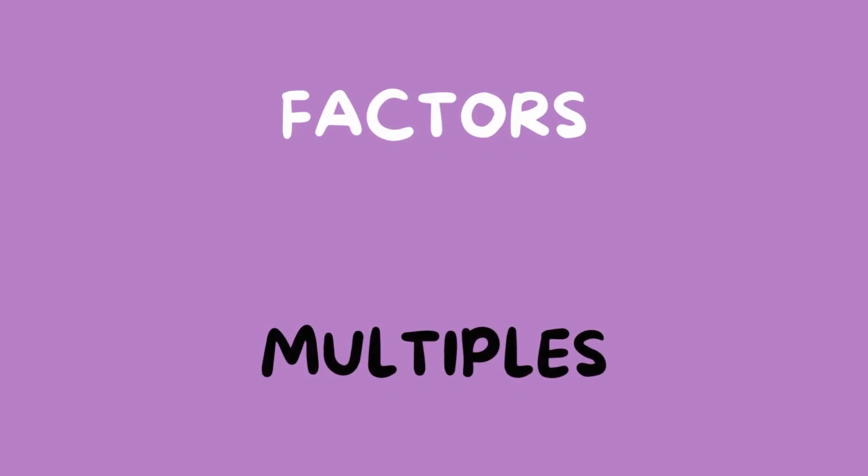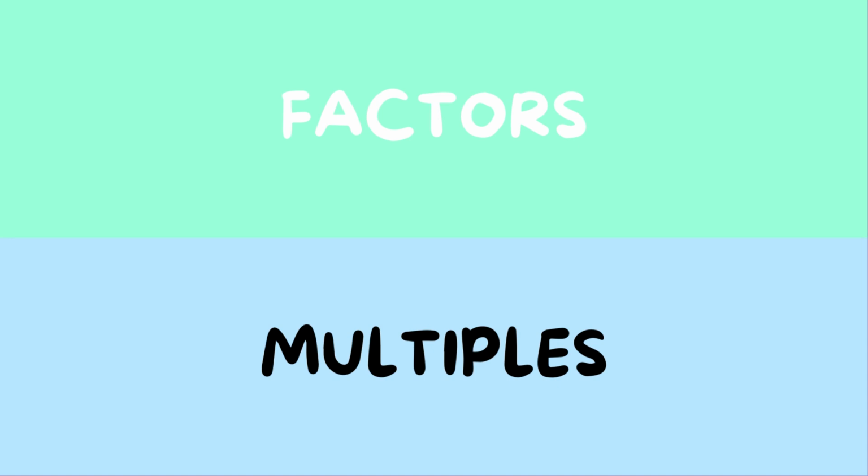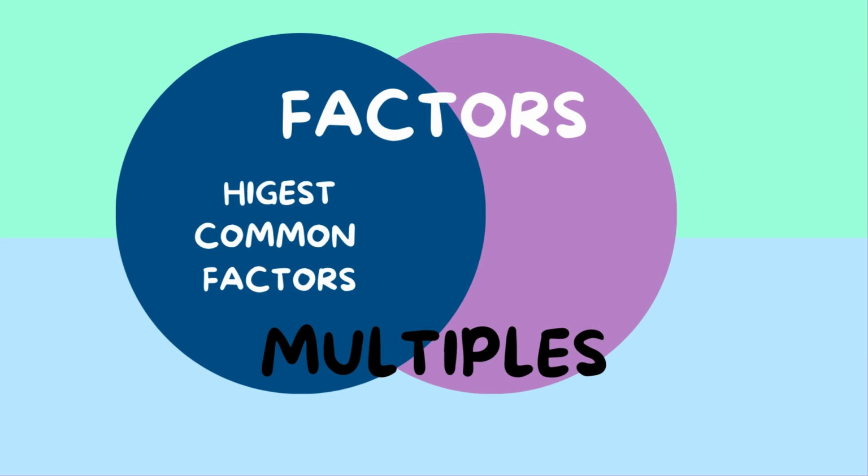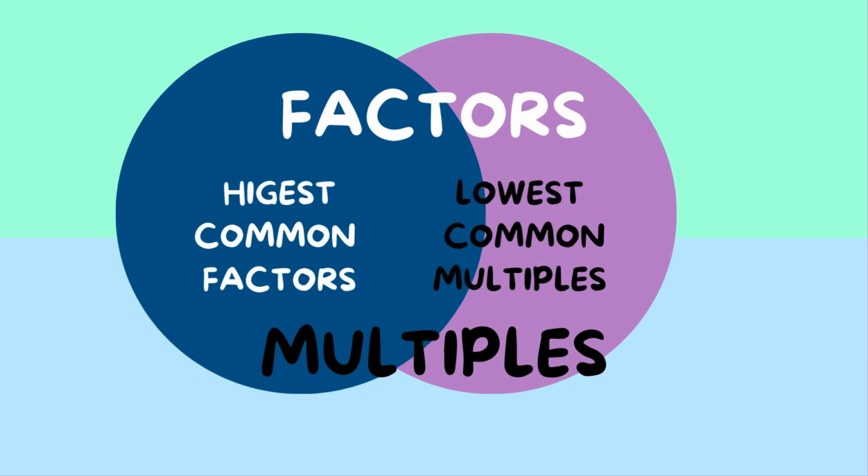Our final idea of the day is when we combine the factors and multiples of 2 separate numbers together and try to find similar numbers. These are called highest common factors and lowest common multiples. For example, let's take the numbers 12 and 18. What are the highest common factors and lowest common multiples of these 2 numbers?